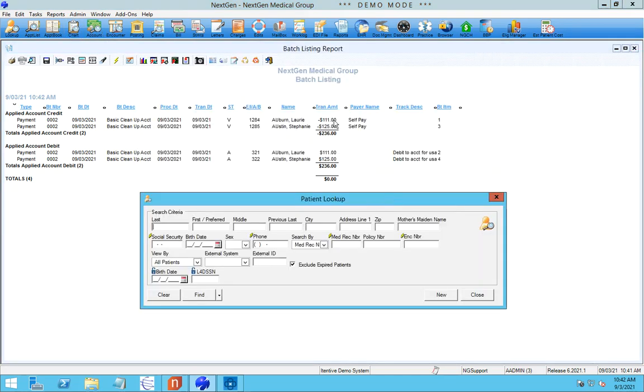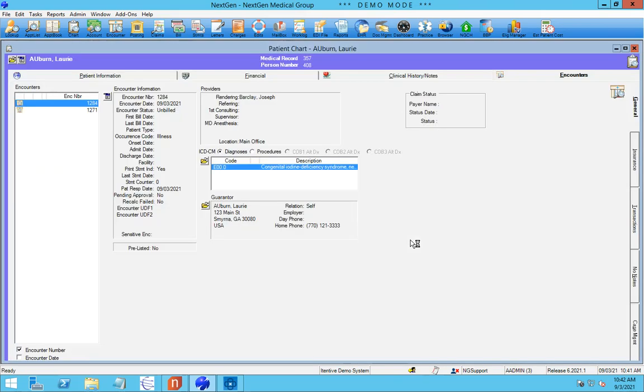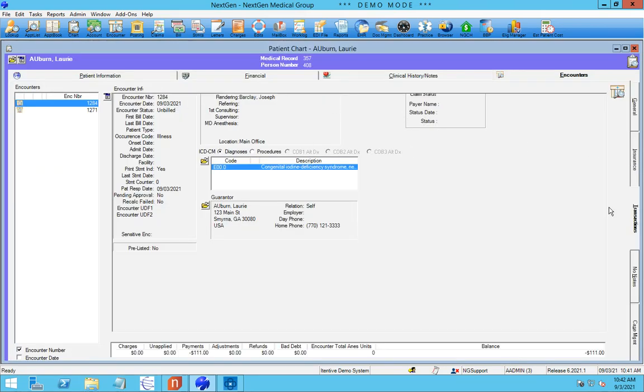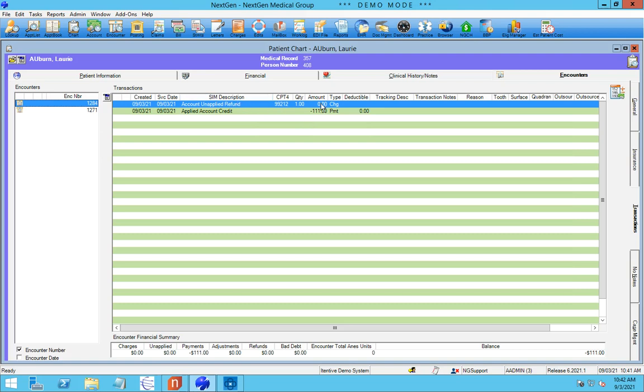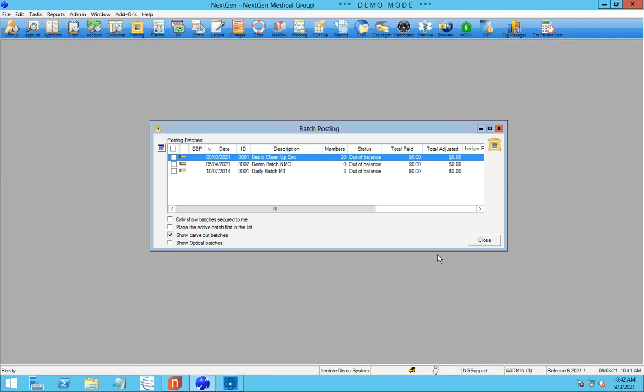So let's take a look at one of these encounters. Let's go to 1284. And we'll see this is the new encounter that was created. It put the dummy sim out there with $0 due, and it moved our account unapplied amount down here, creating a $111 credit. So again, a good way to keep money from languishing in account unapplied also.